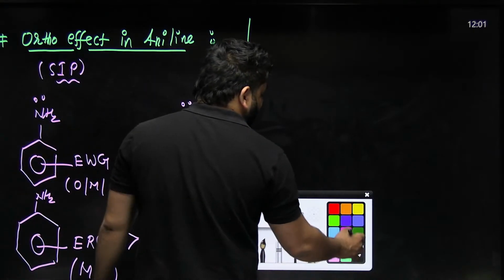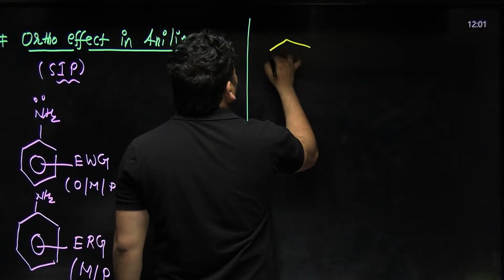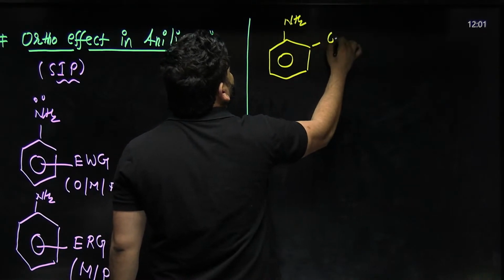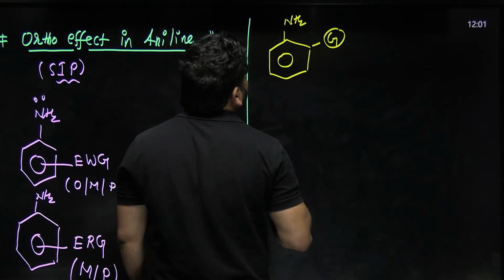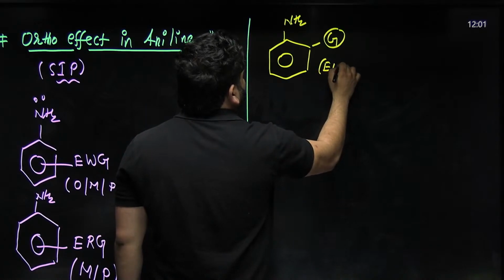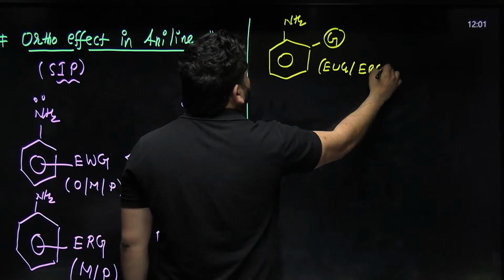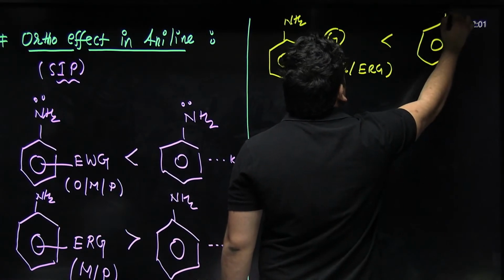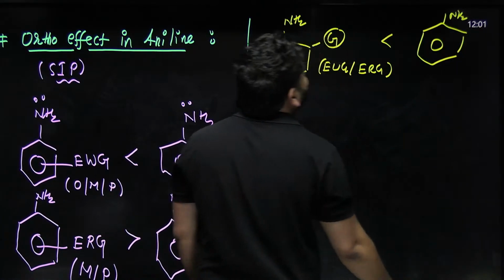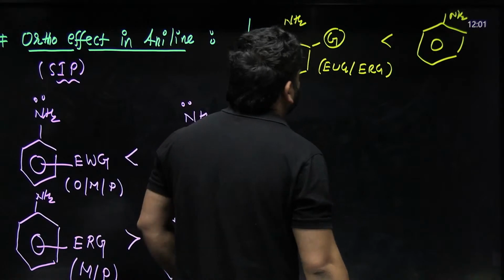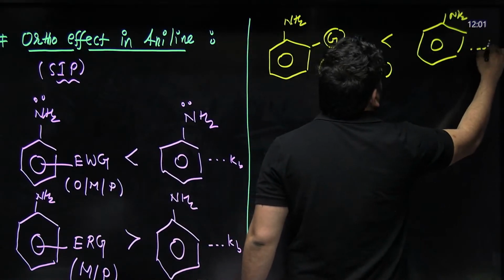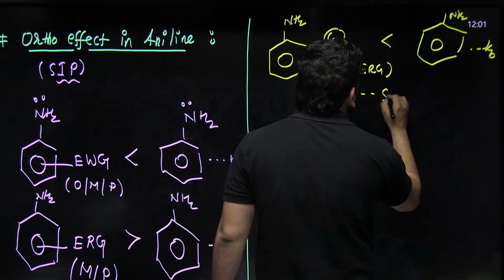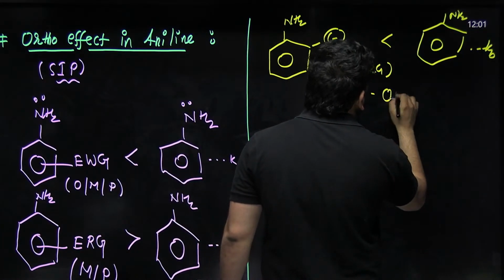But what will happen if we switch it to the ortho? Whatever the nature of the group, if we apply a group on the ortho position, whether it is an electron withdrawing group or electron releasing group, its basic strength will always be lesser than normal aniline, a normal aromatic 1 degree amine. This is the order of basic strength Kb. Now why is it so? And this is what we call the ortho effect.